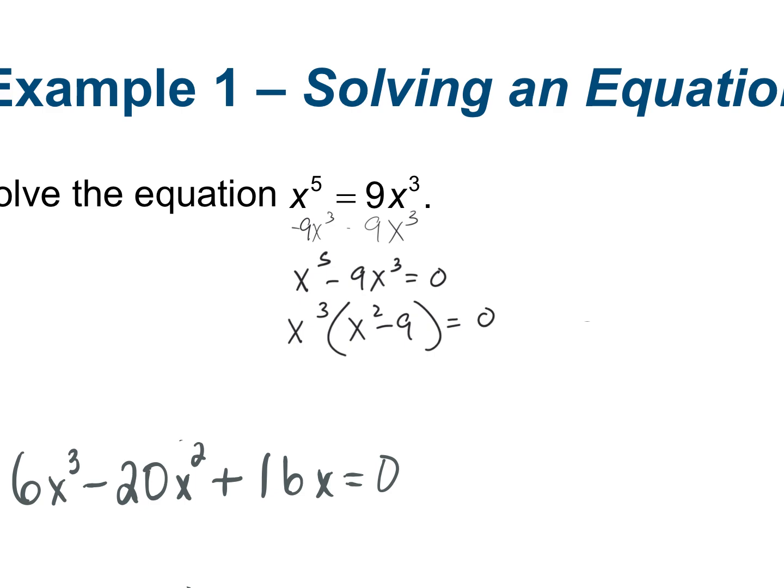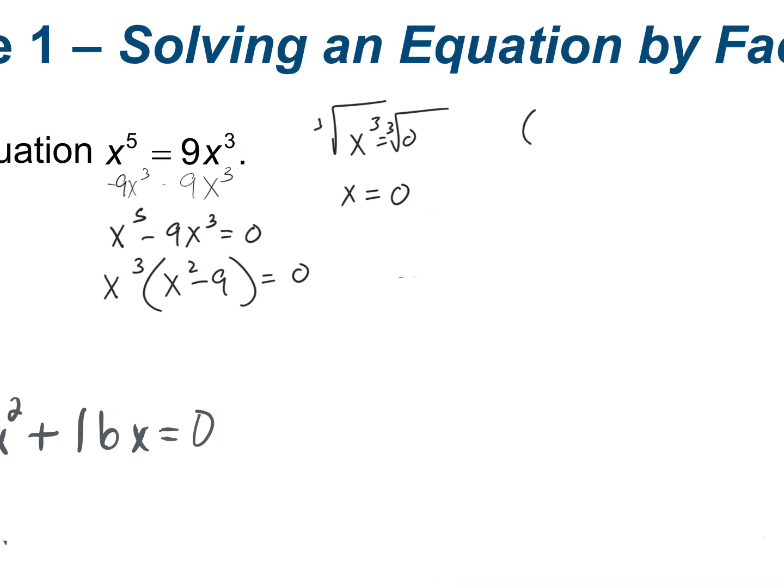Now, when I do this, I have two types of answers. We have the parentheses that we can set equal to 0, and then we have the x cubed that we can set equal to 0. So we have x cubed is equal to 0. I can take the cube root of 0, and I get that one of my answers is x is equal to 0. Now, if I do the parentheses, we have x squared minus 9 is equal to 0. Before I keep going, this is a perfect square. So this will become x plus 3 times x minus 3 is equal to 0.